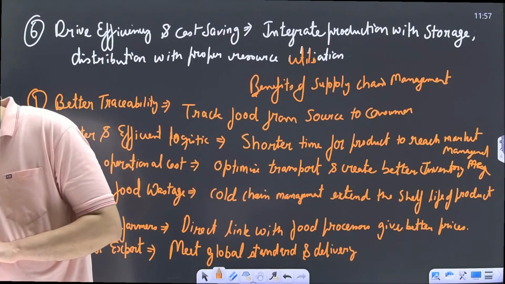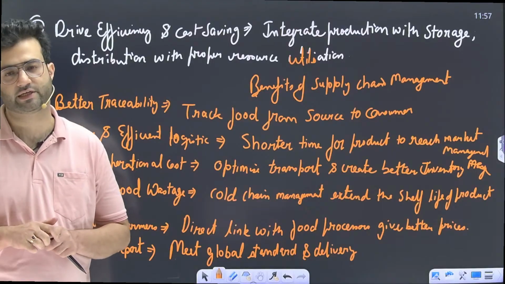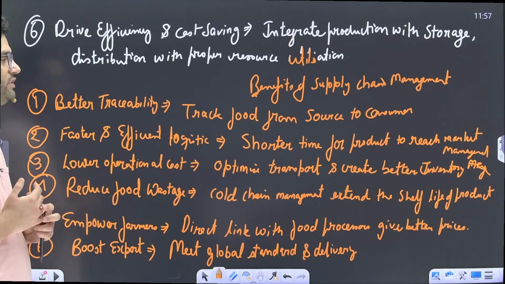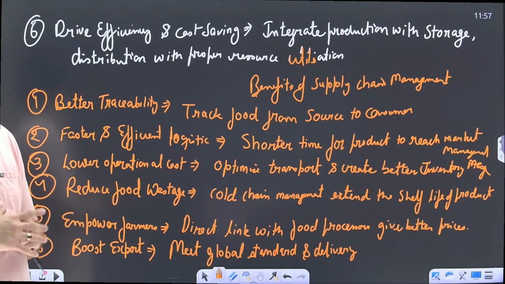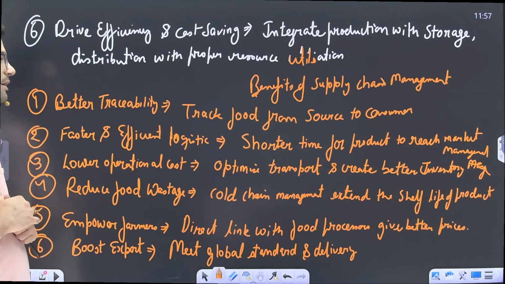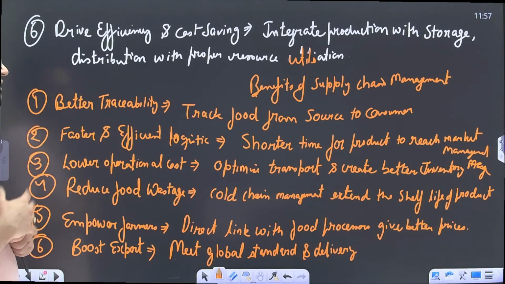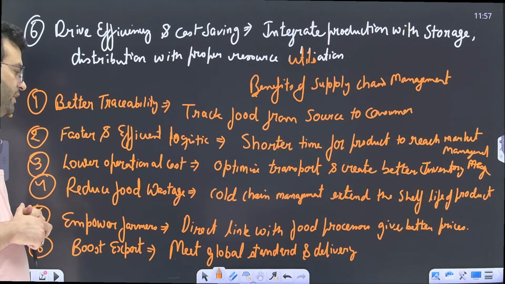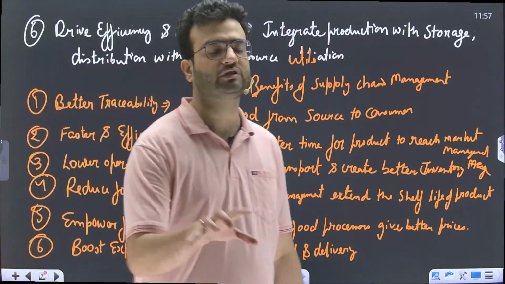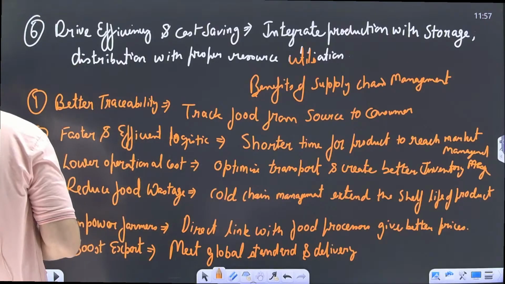Why is supply chain management considered so important for the Indian economy and especially for the food processing industry? You have better traceability, faster and efficient logistics so the product reaches on a timely basis, lower operational cost, optimized transport and better inventory management, reduced food wastage through cold chain management, extended shelf life, empowered farmers, and boosted export. These all are considered benefits of supply chain management.